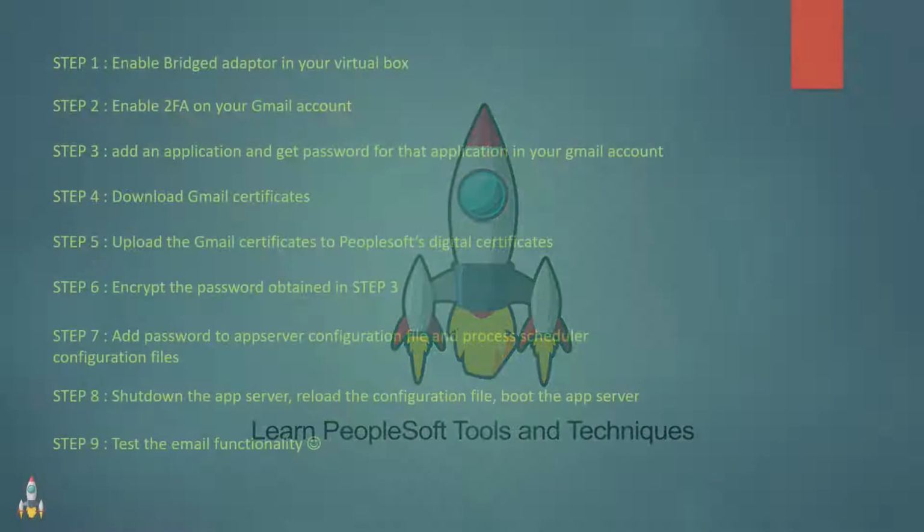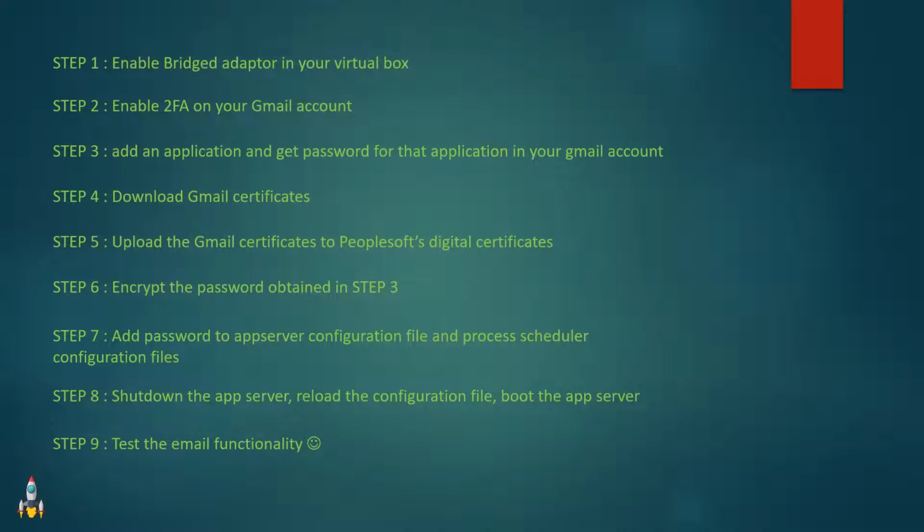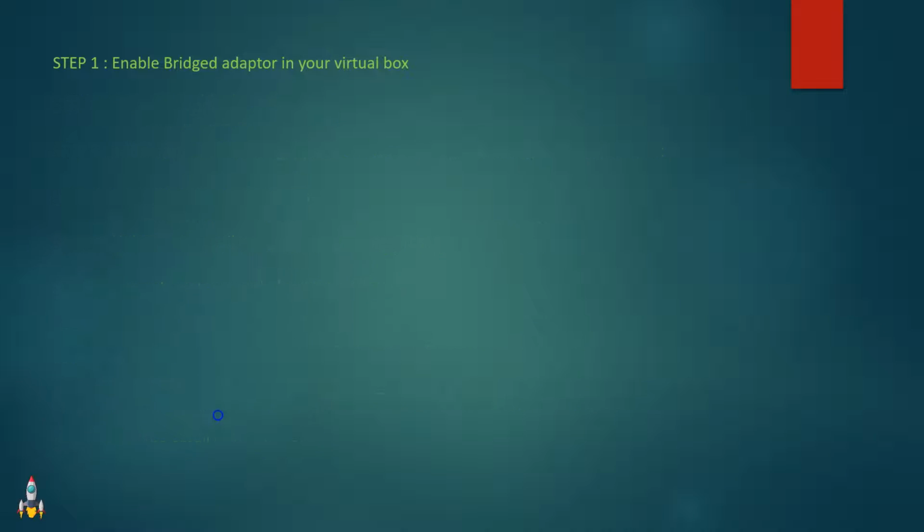So we are going to follow this 9-step process to complete our Gmail SMTP server setup. Alright, so let's start with step 1. Step 1 is enable the bridge adapter network mode in your VirtualBox.